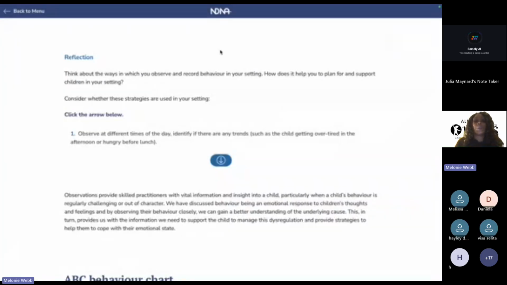So think about ways in which you observe and record behaviour in the setting. How does it help us to plan for supporting the children, and consider whether these strategies are used in the setting.